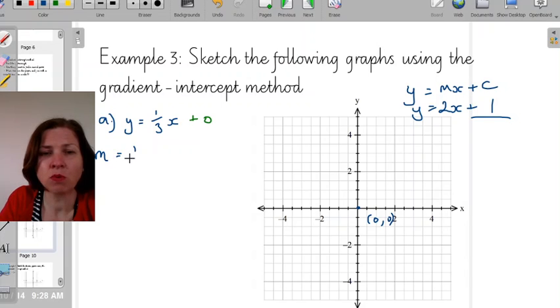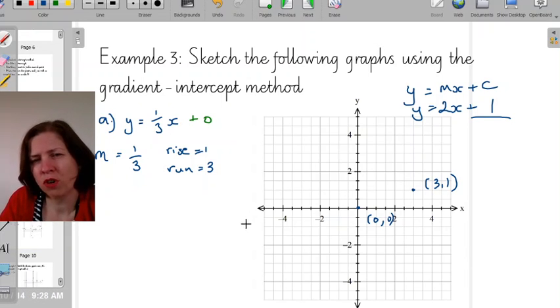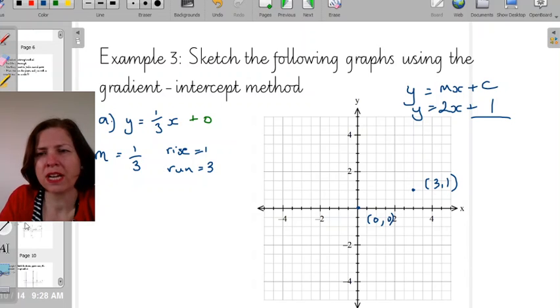You're going to find the gradient. Well, the gradient is 1/3. So that's going to give me a rise of 1 and a run of 3, because rise over run. So from this point, I'm going to go up 1 and across 3. 1, 2, 3. And that brings me here to the point 3, 1. And one of the things that I want you to notice actually is that when my graph goes through the origin, the first point is the rise over the run, 1/3. So I don't even necessarily need to do all this writing down. Okay, let's join our points with a line.